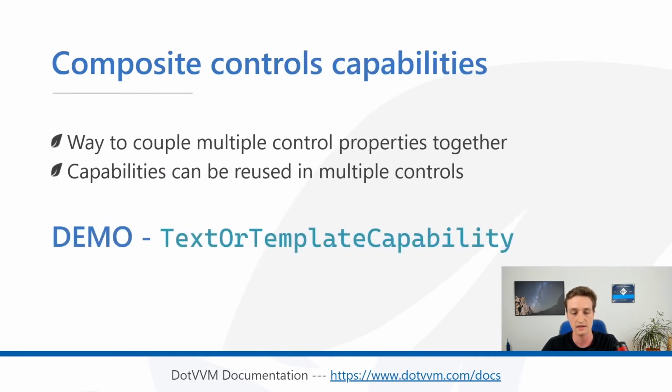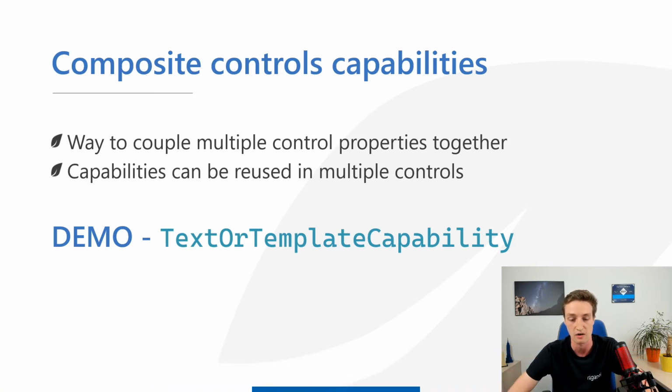Which is the next thing I want to talk about, which is also introduced in .vvm 4.0, and it's very helpful while developing this code-only composite controls: control capabilities. And this is basically a way to couple multiple control properties together into a single class, and also reuse, for example, the validation logic which you want to use with these properties, or some kind of rendering logic basically across multiple controls. So maybe let's just switch to the demo.